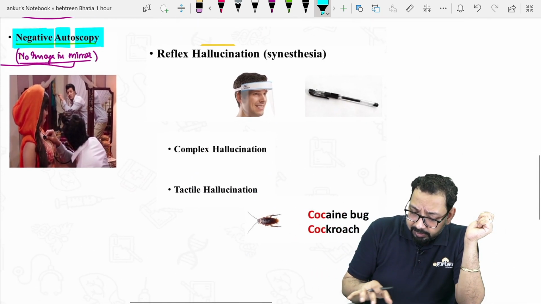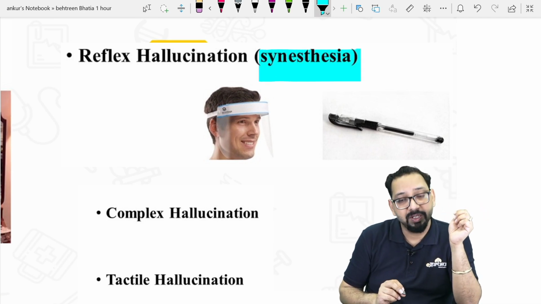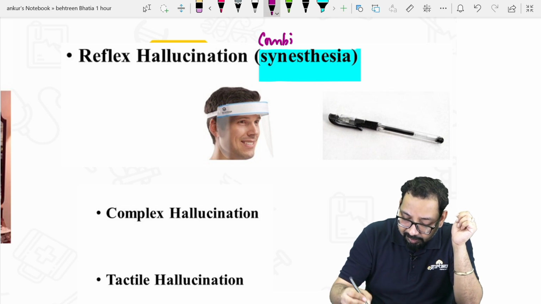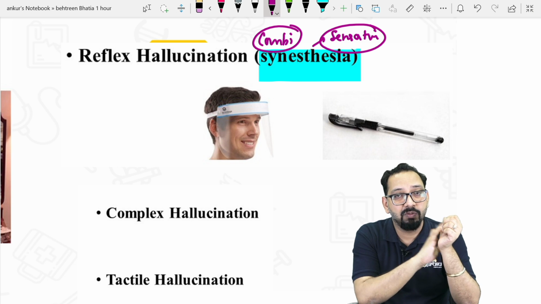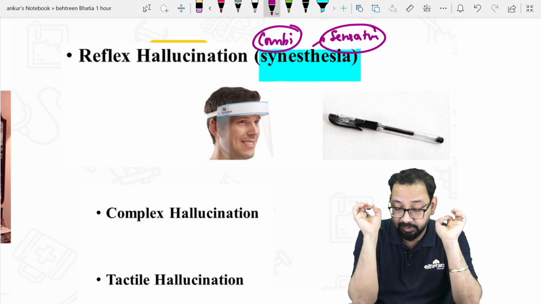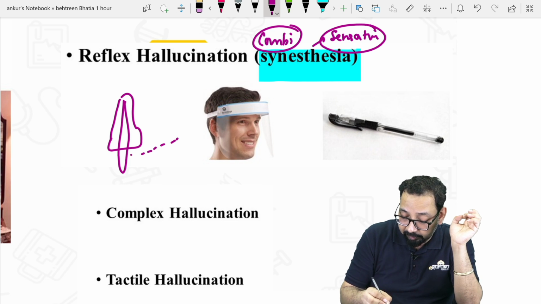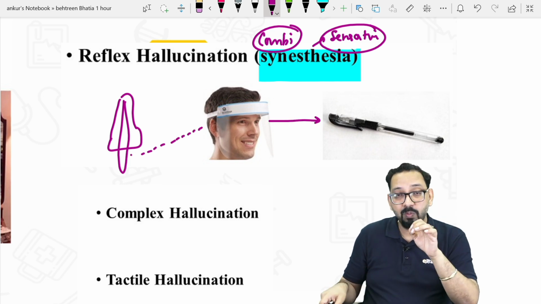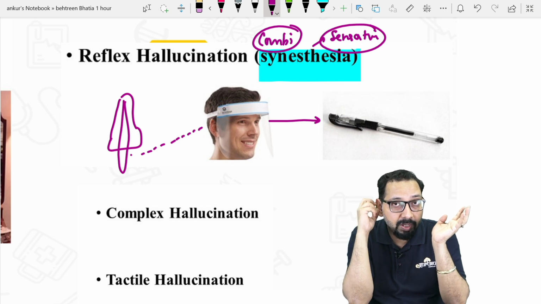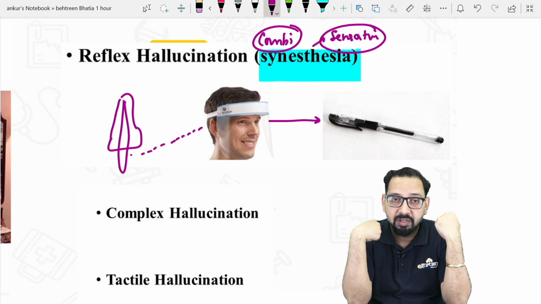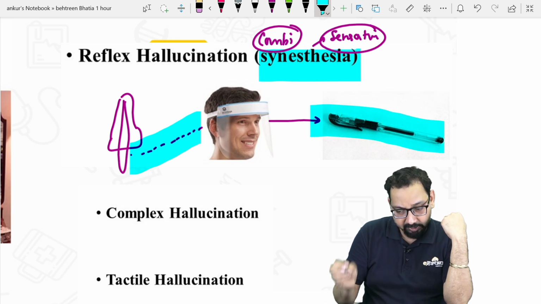Now, what is reflex hallucination? Reflex hallucination is also called synesthesia. Syn means combination, aesthesia means sensation: combination of sensation. A person says that whenever I hear the sound of a ringing bell, I also see a pen. Normally I am not seeing any pen, but whenever the ringing bell sound comes into my ear, I start visualizing a pen in my hand. Means in reflex to these voices, the pen is being seen.